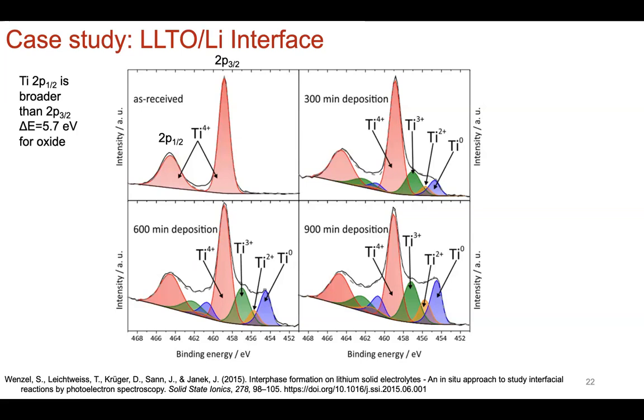Quantitatively, you can fit all the peaks and try to say something about the evolution of the titanium species. So here, already within 300 minutes of deposition, you don't have to wait very long, you already see the reduction of titanium to 0 valence titanium.